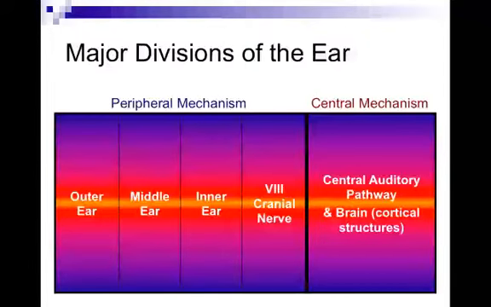Eventually, we are going to be understanding what's happening within the central auditory system, and that might result in better implants, such as brainstem implants, for that small population of individuals for whom a cochlear implant may not work because the damage is beyond the auditory nerve.